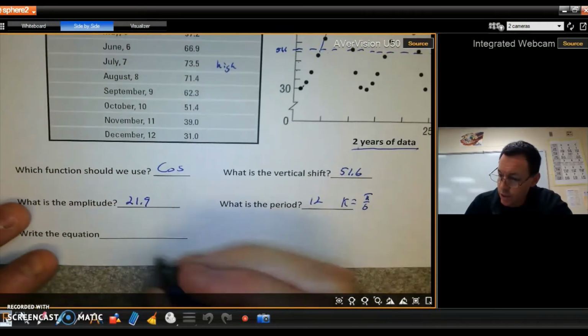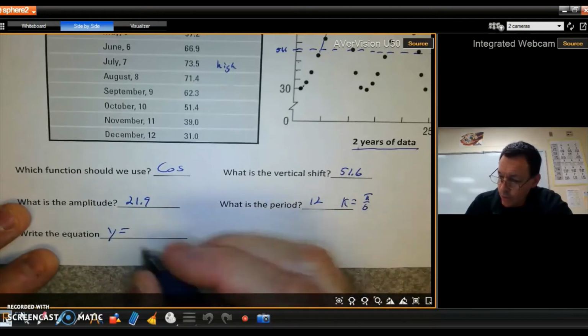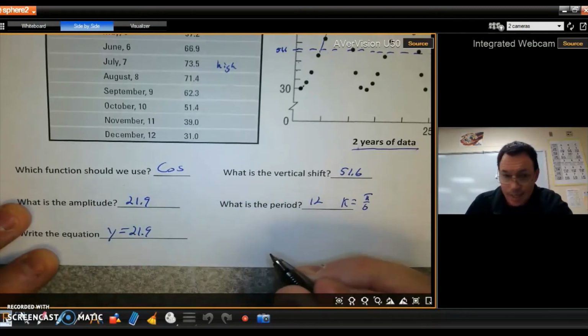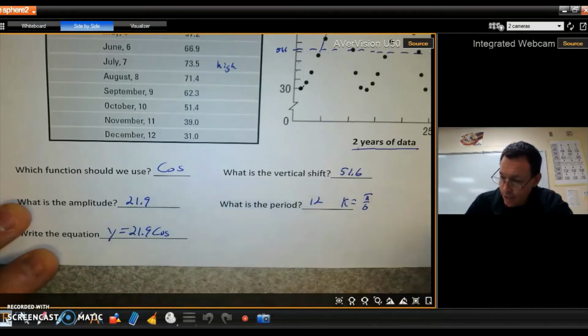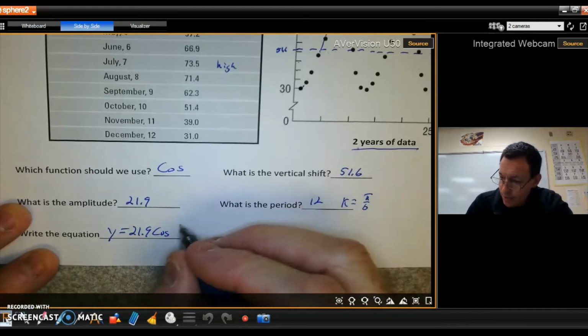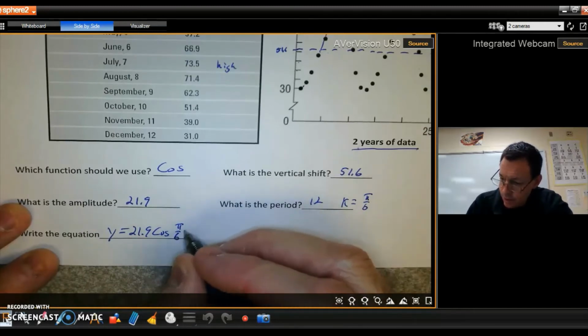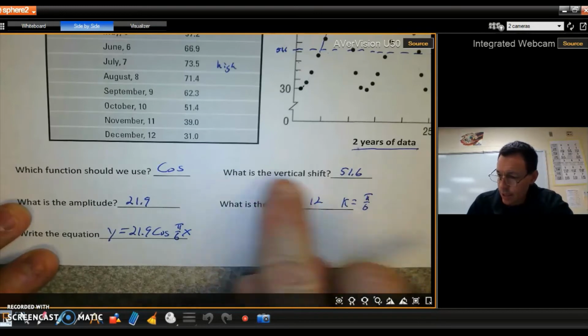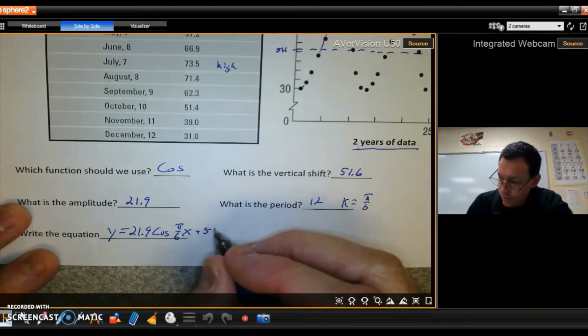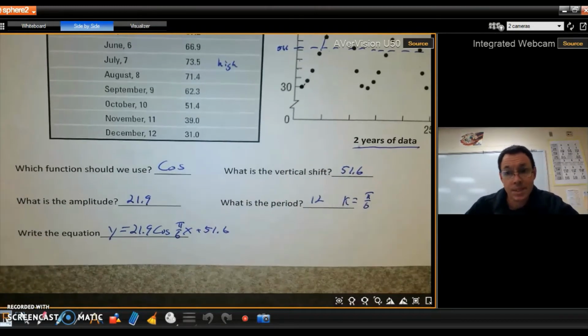So what is our equation? Y equals 21.9 cosine pi over 6 x, and then a vertical shift of 51.6. That's it. That's our equation.